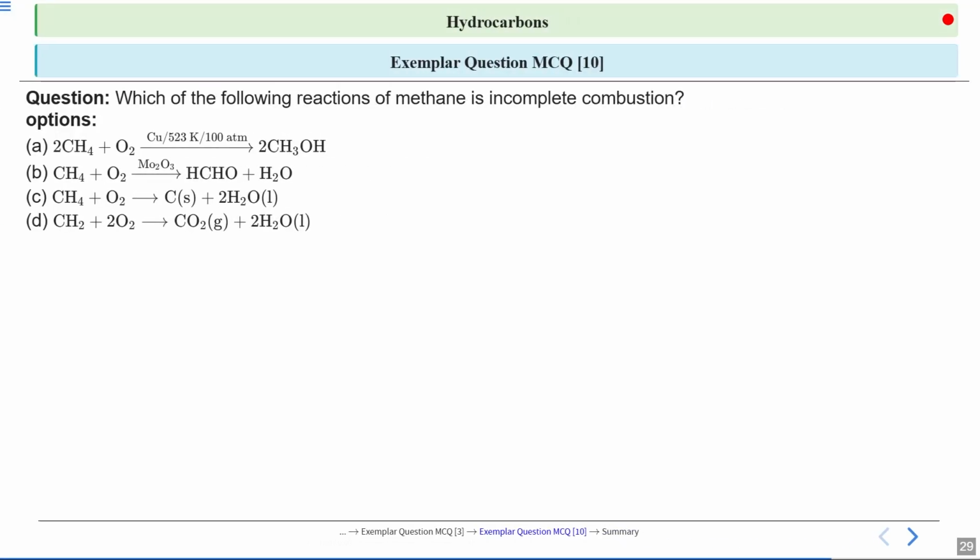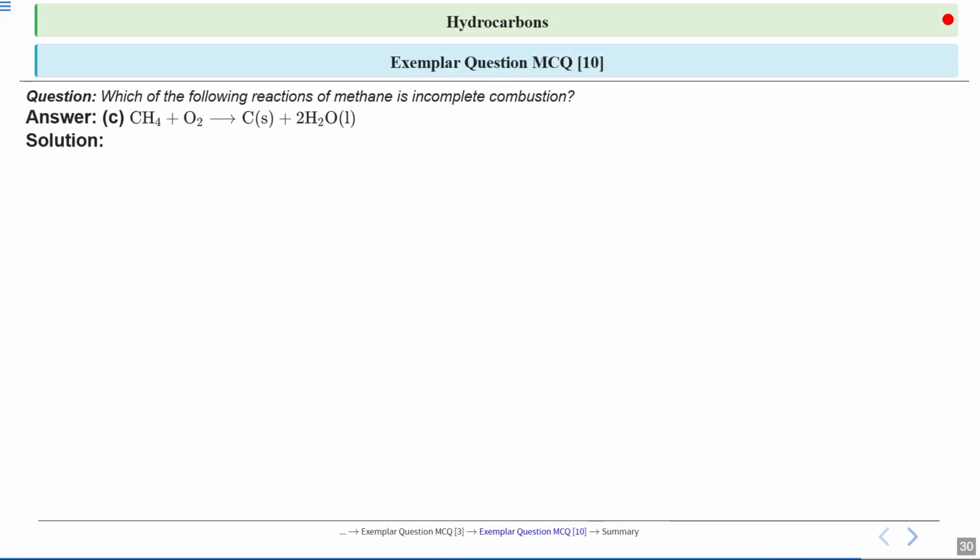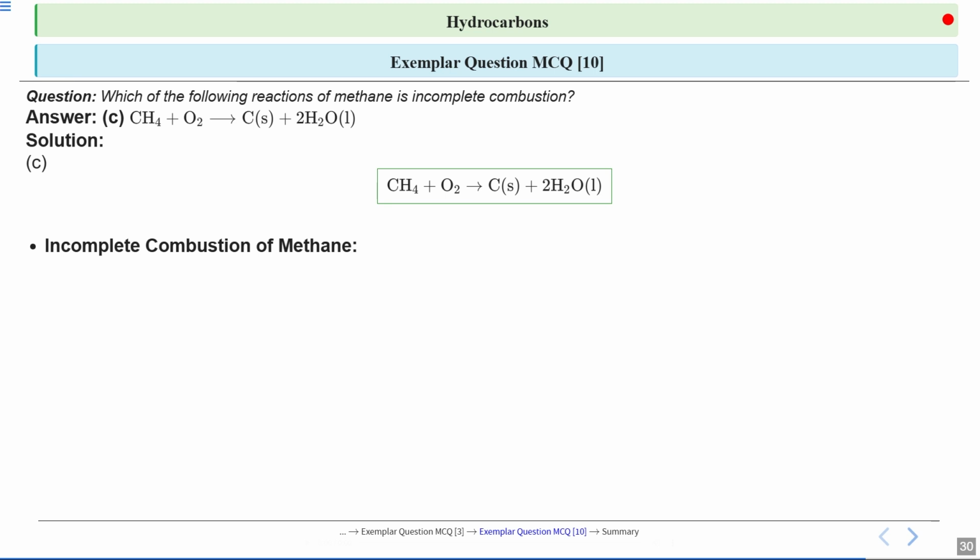You have to decide which of the following reactions of methane is incomplete combustion. Options are given, so four reactions are there. First is in the presence of copper, second is in the presence of molybdenum, third is in the presence of no catalyst, and fourth is also in the presence of no catalyst. How will you do it? So before moving on to the solution, the correct answer is C. Why? So let us reveal the correct answer.